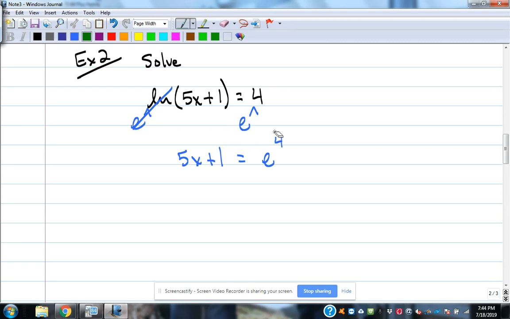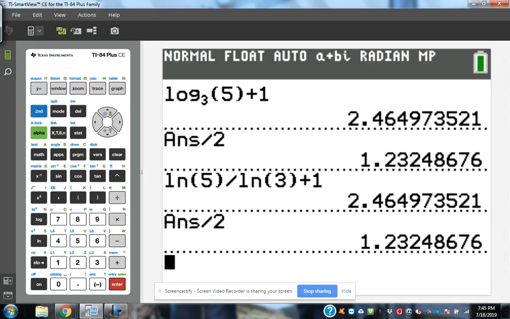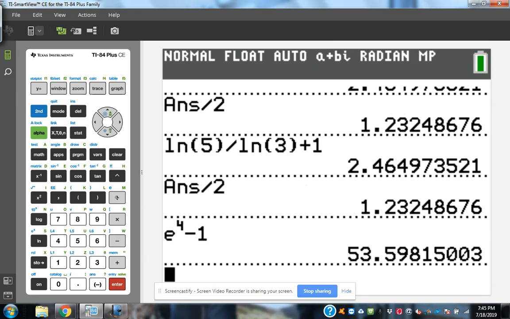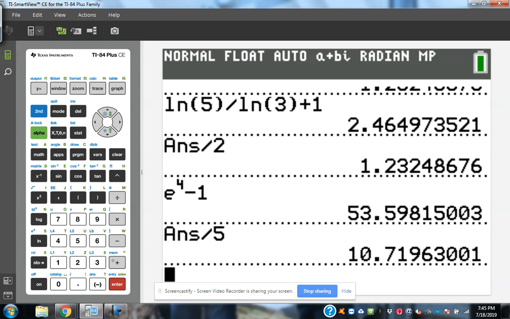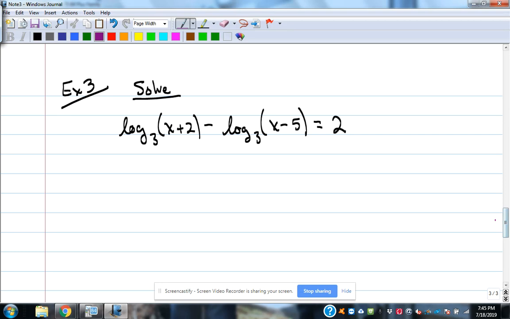Now we just get x by itself. e to the fourth power is a number, so we just subtract 1. 5x is equal to e to the fourth power minus 1, and then divide by 5. e to the fourth minus 1 divided by 5. Get a decimal approximation. Second natural log to get the e to the fourth minus 1, and that divided by 5. 10.7196, 4 decimal places.